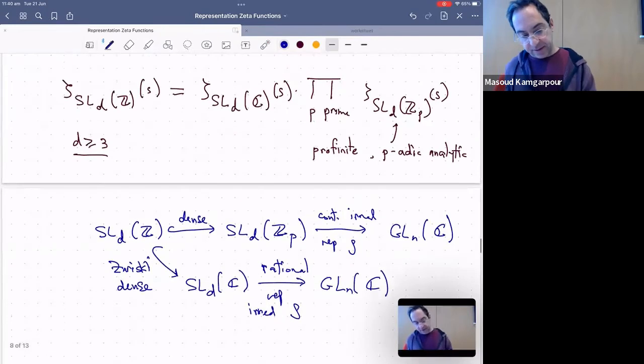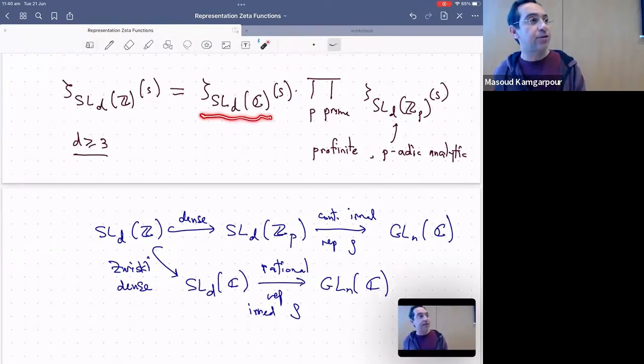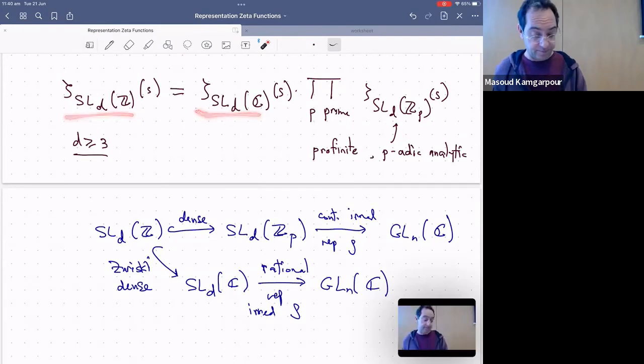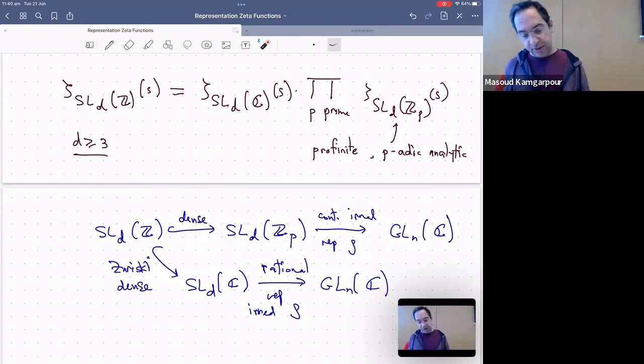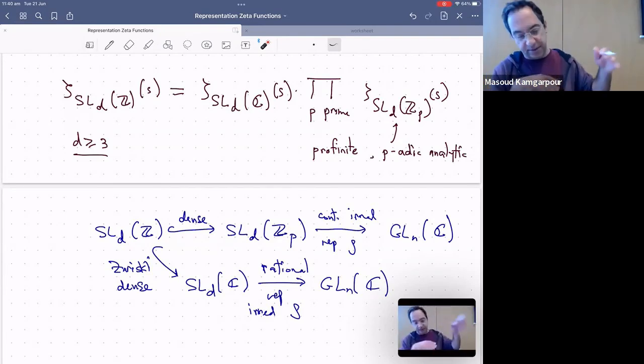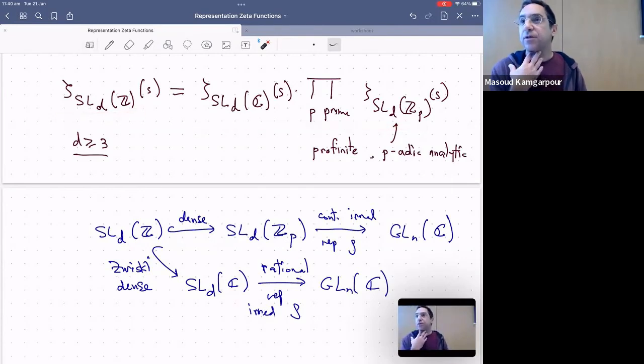Okay, so that's the relevance of SL_d(C) to the story. Some of the representations of SL_d(Z) are coming from representations of SL_d(C). That's for sure. In fact, I can import all these representations of SL_d(C) and pull them back to SL_d(Z). Similarly, I can do this for all the primes, for all the SL_d(Z_p), and that's a big collection of irreducible representations. And the mystery that we will try to understand is why are these organized in a way that I can write down an Euler product decomposition in this way under certain conditions. There are conditions here.